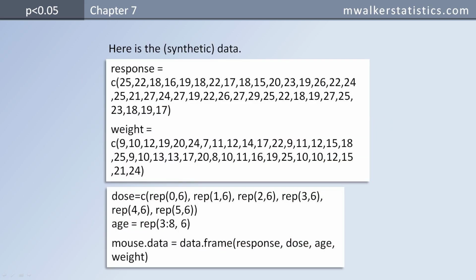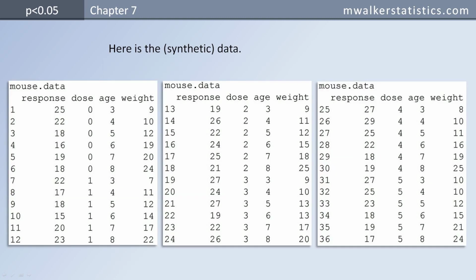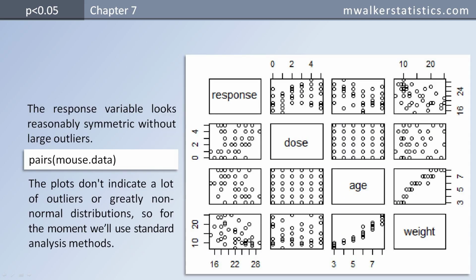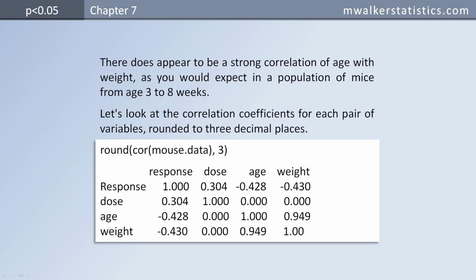Here is the synthetic data and the rest. Let's do some plots to examine the data. The response variable looks reasonably symmetric without large outliers. The plots don't indicate a lot of outliers or greatly non-normal distributions, so for the moment, we'll use standard analysis methods. There does appear to be a strong correlation of age with weight, as you would expect in a population of mice from age 3 to 8 weeks.